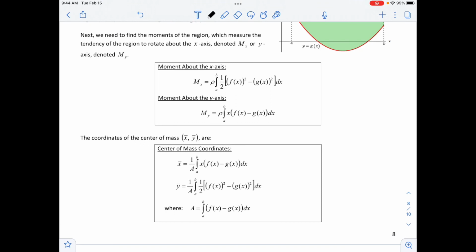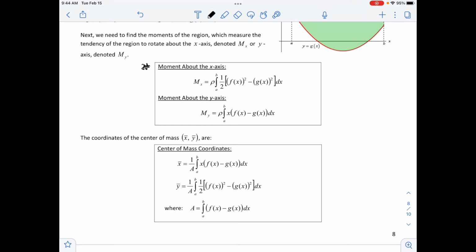Next, we need to find the moments of the region, which measure the tendency of the region to rotate about the x-axis, denoted m sub x, or about the y-axis, denoted m sub y. So the next thing we have, give those formulas a star, are the moments about the x-axis. And we have two integrals given there, one for the moment about the x-axis and one for the moment about the y-axis.